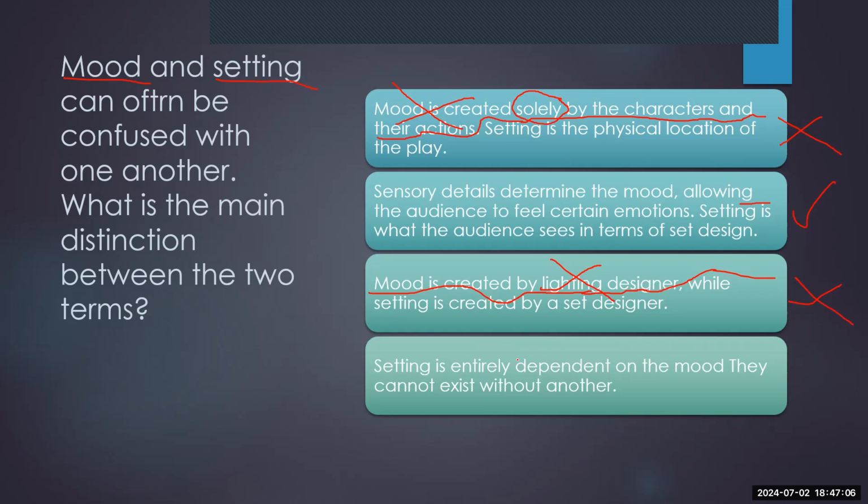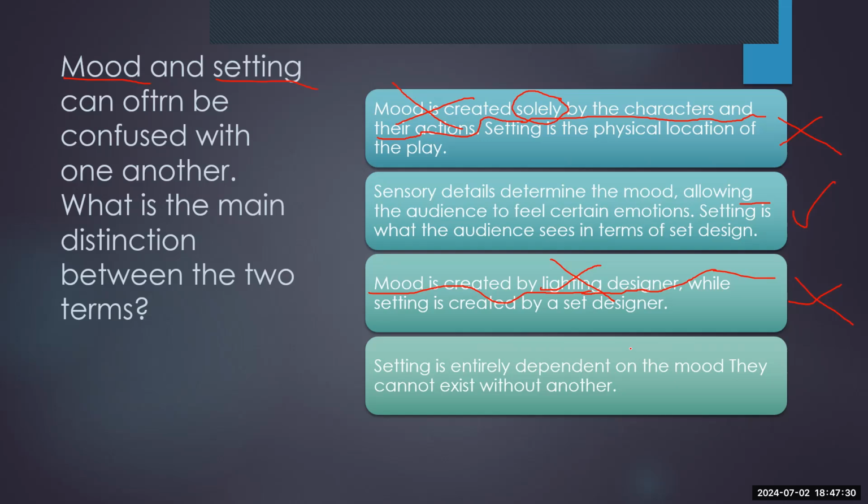All right. Setting is entirely dependent on the mood. They cannot exist without one another. I don't think so. Why not? Well, like I said, the way that the characters act can also set a mood for the audience. Yeah.